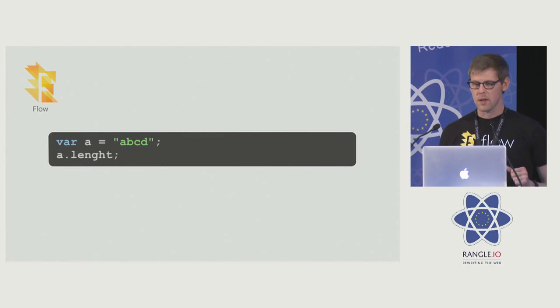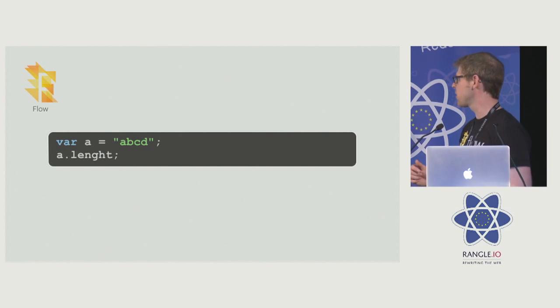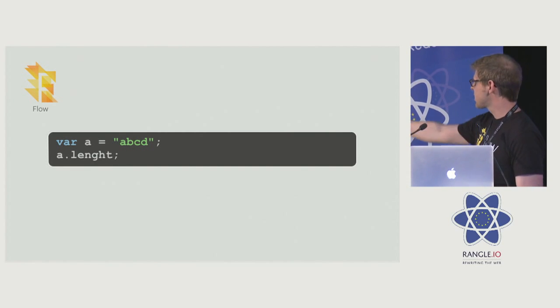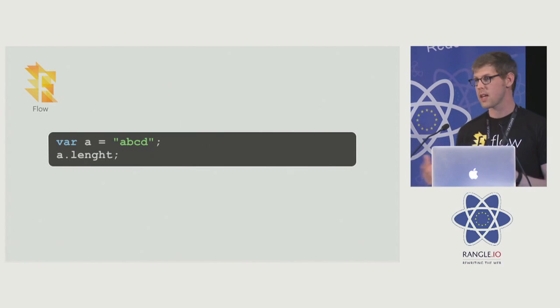Okay, so we're going to start by showing a simple example here, some source text. JavaScript code that has a typo in it. You notice that we have a variable declaration and then a.lengta. It's contrived code, but it's a type error.